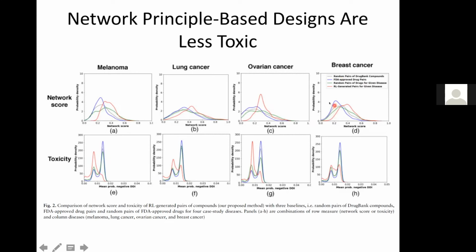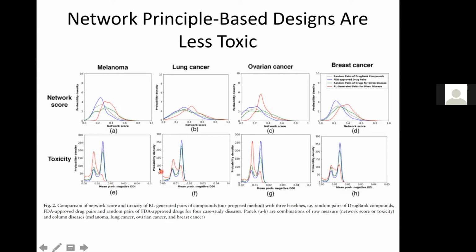The blue one is the drug combinations that are approved already by FDA. And the green ones are the random pairs of drugs for the specific diseases, but their combinations were not necessarily approved. So you can see that based on the network score, the red color of ours actually is more shifted to the right. So it's respecting the network principle more. In the meantime, we predicted the toxicity. So the more to the left, the lower. So you can see that those compounds designed by us respect the network principle and are also predicted to be less toxic.